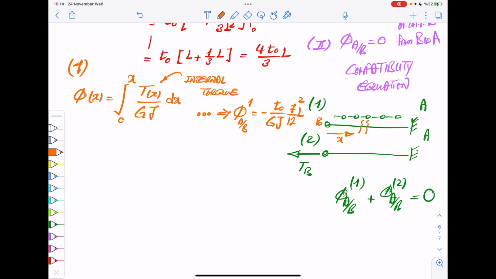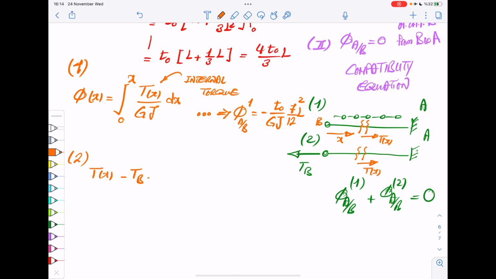Now, for the second system, we do exactly the same thing, and it's much easier. So if we cut it here, and if you think of your internal torque, this would also be T as a function of x, right? If you look at it from this direction. So for our second system, what is T as a function of x? Remember, this was the first step that we also asked ourselves here. What's that?